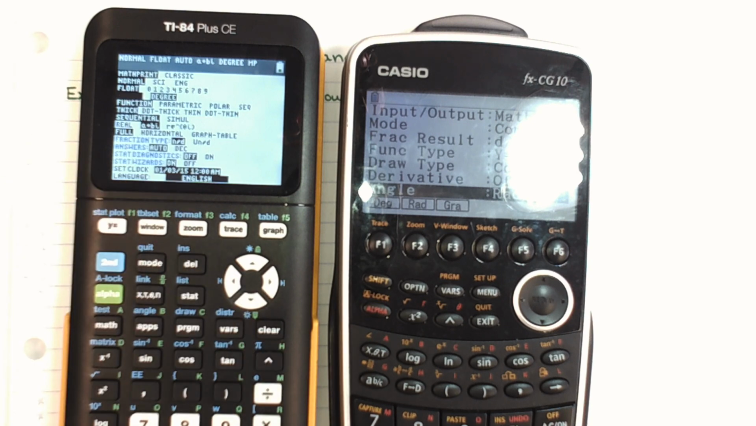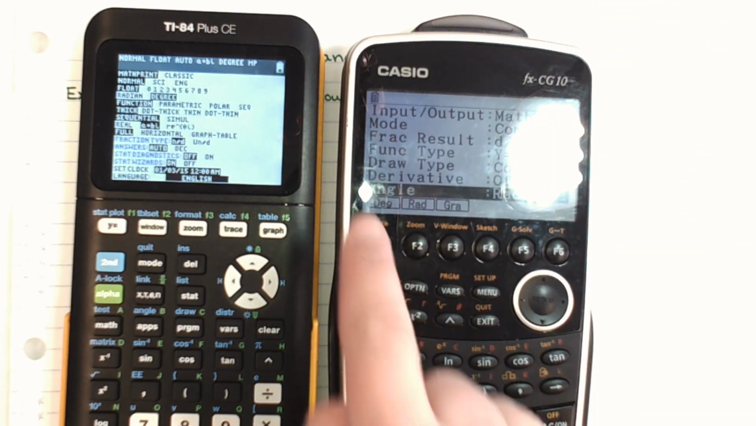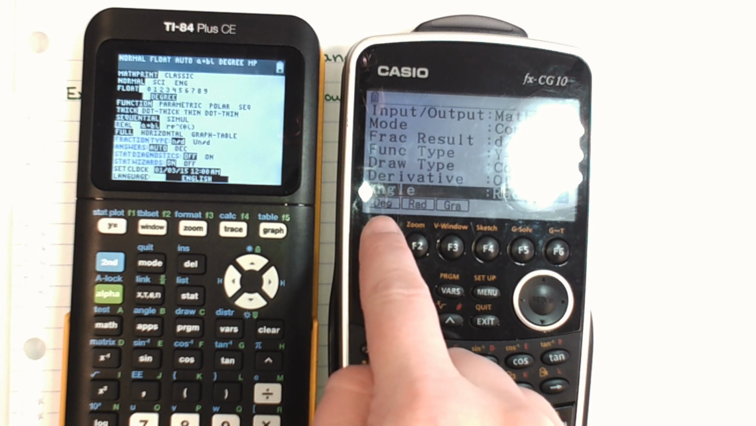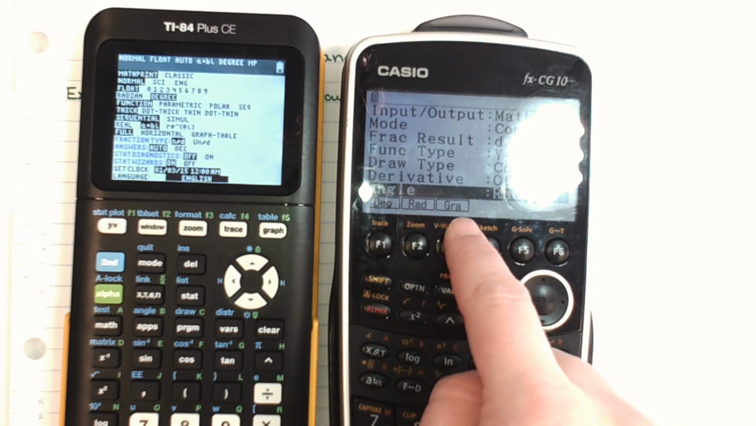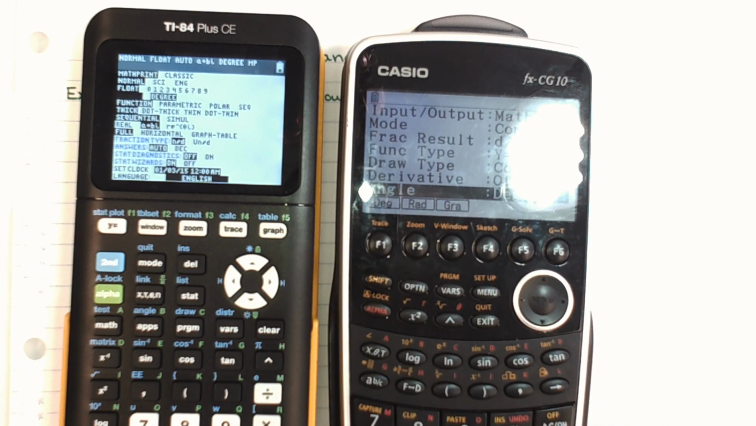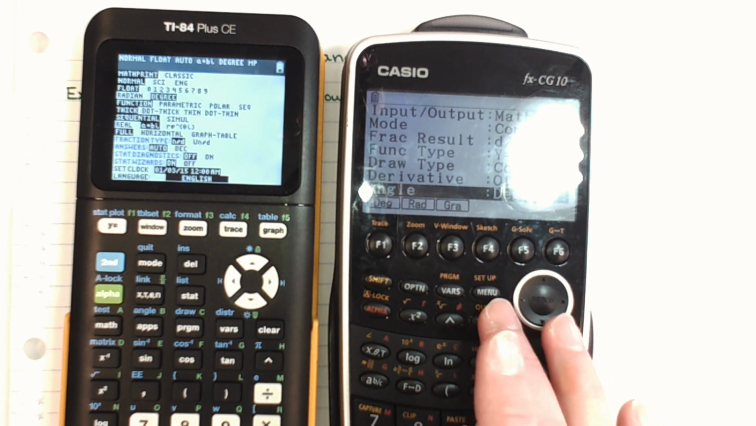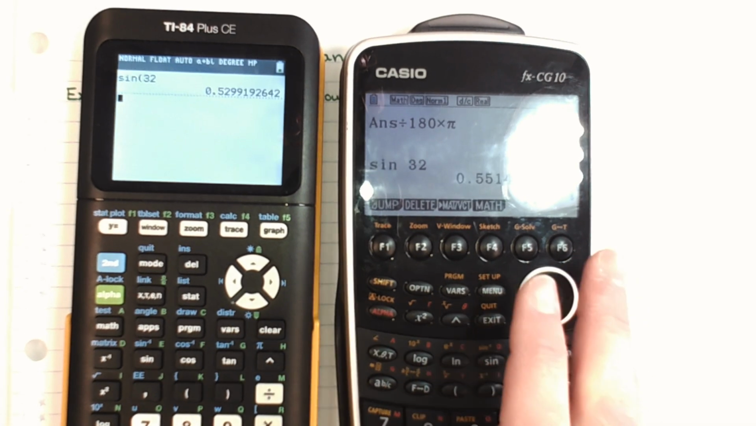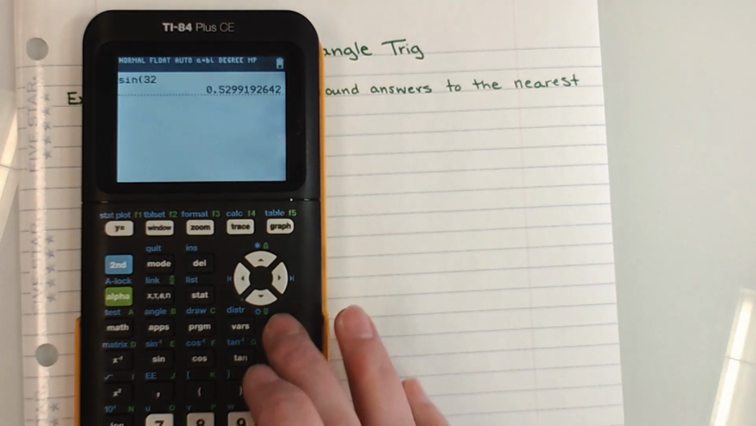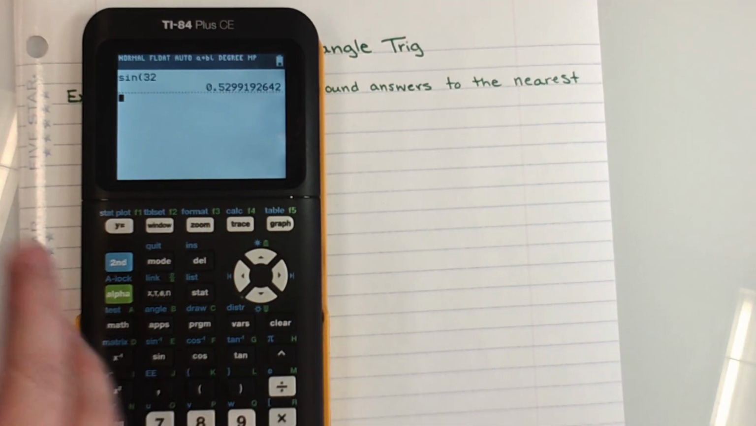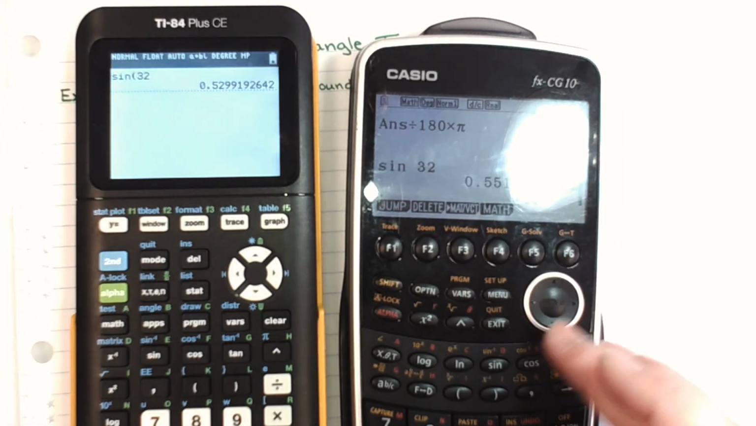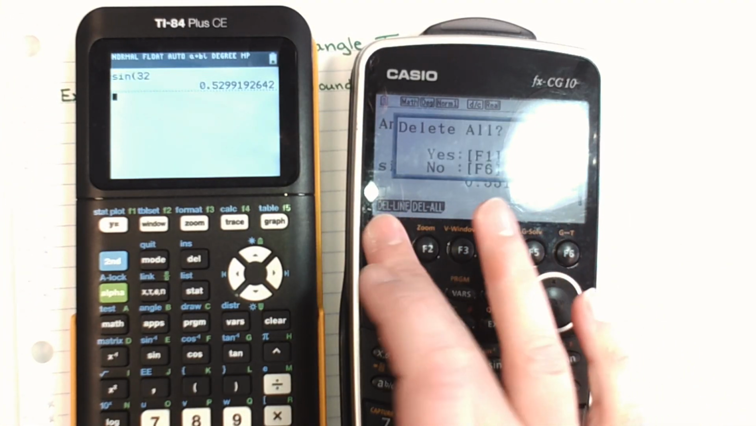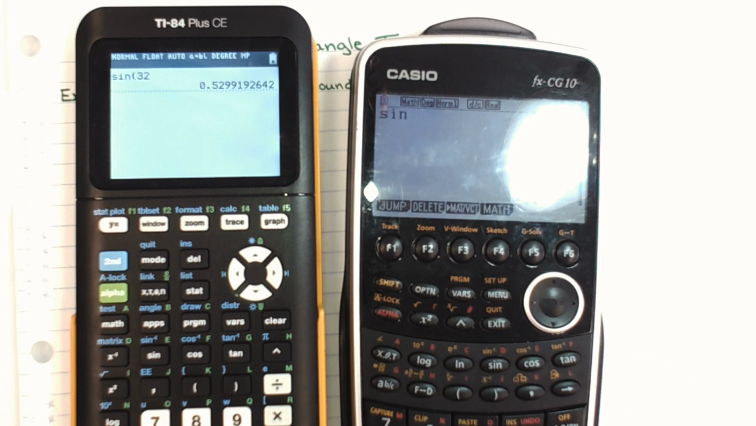You want degrees. On the Casio, when I scroll down to angle, along the bottom it's going to give me deg, rad, and gra. Don't ask me what gra is, I don't know. We want deg. Now, if I exit out of that, or clear out of that, and I type in sine of 32, I get the same answer on both calculators.